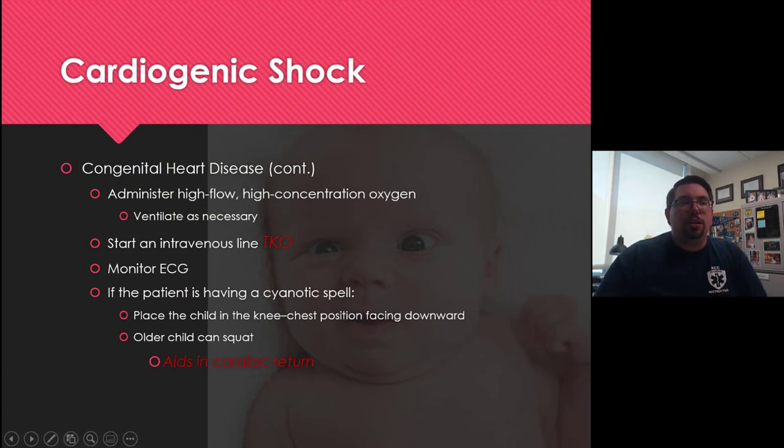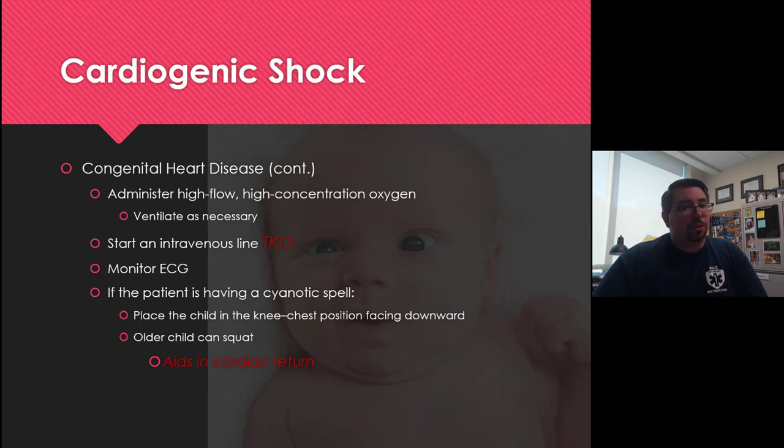Now, with congenital heart disease, our goal for management is to administer high flow, high concentrated oxygen, and then ventilate as necessary. Start an IV line, but we're going to run it at TKO. We know that if we were to provide excessive fluid in someone with congenital heart disease, we're more likely to throw them into an acute heart failure or fluid overload, causing significant pulmonary edema.